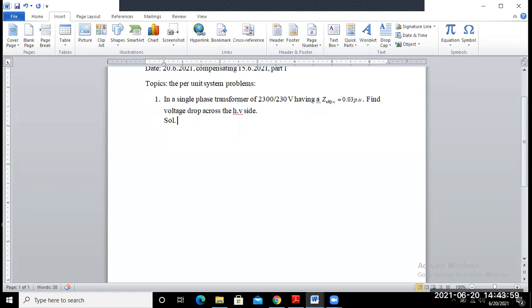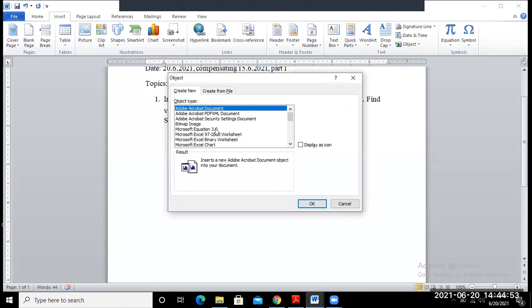So, solution. The voltage drop across the HV side is equal to what can we write? The HV side voltage is 2300 volt, so 2300 volt multiplied by the Z equivalent on the high voltage side in percentage, which is 3%, so 3 divided by 100. So it becomes 69.